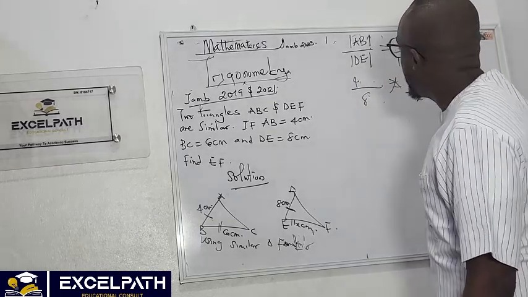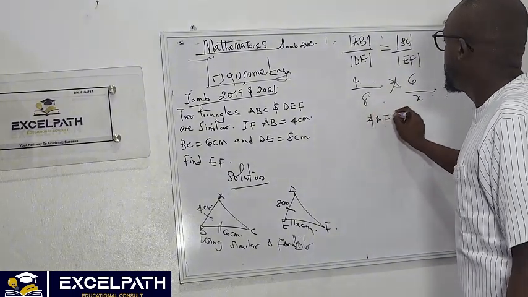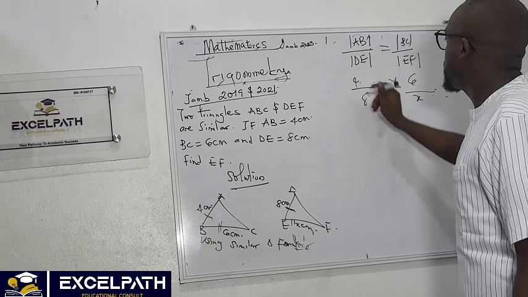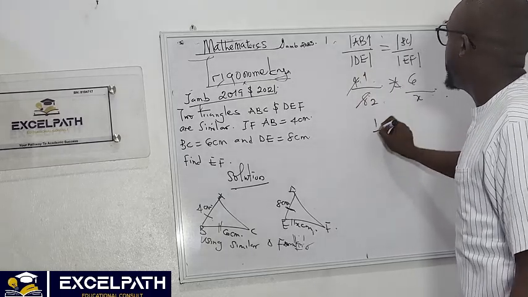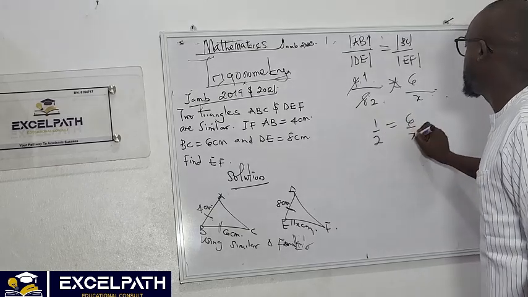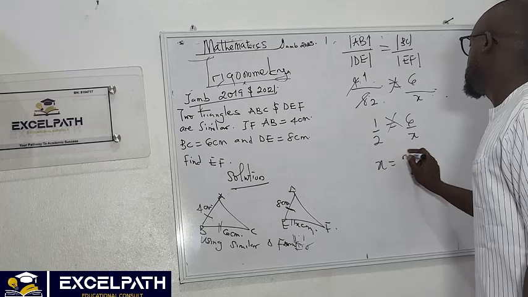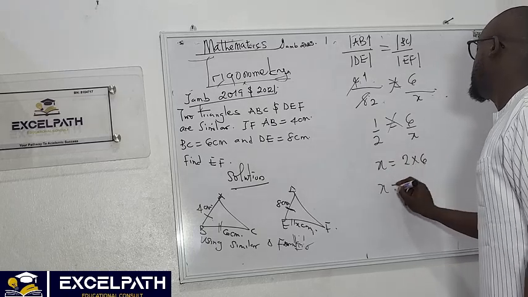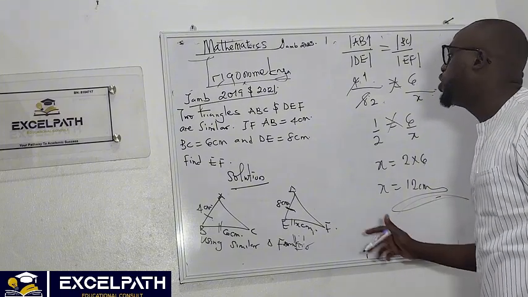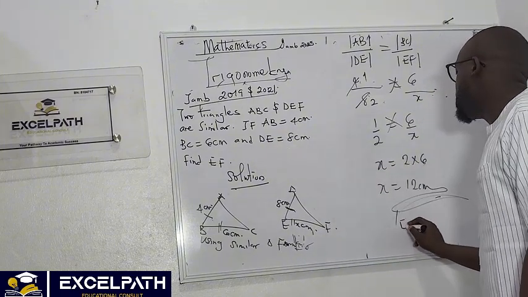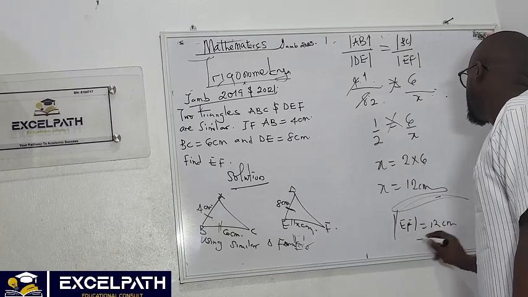So cross multiply. This times this is 4x, equals 8 times 6. Or instead of stressing yourself, divide by 4: 1 over 2 equals 6 over 8. Cross multiply. x times 2 equals 6. So your x is 12.